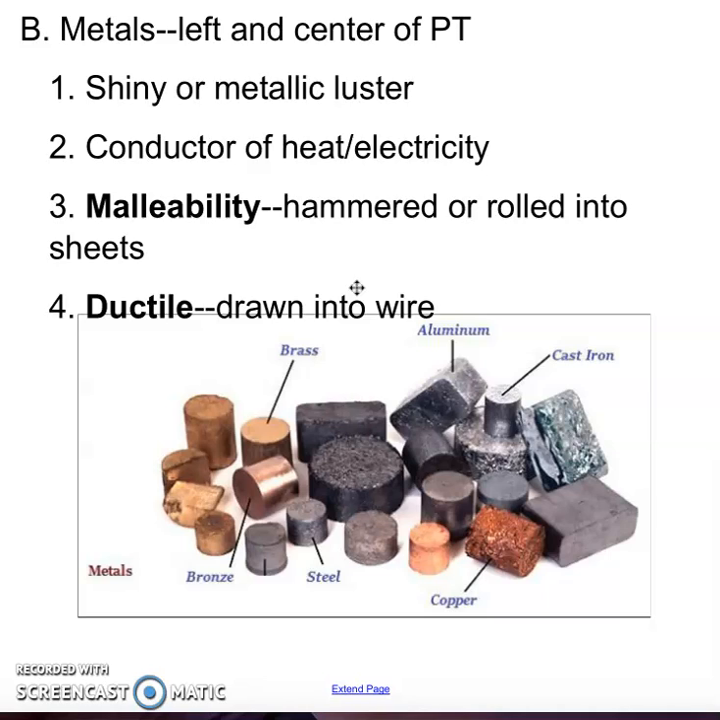So metals are left and center of the periodic table. Some properties of metals: shiny, metallic luster, conductors of heat and electricity. They are malleable, which means they can be hammered or rolled into sheets. And then finally ductile, which means you can draw them into a wire.